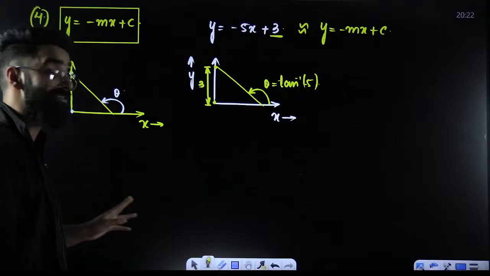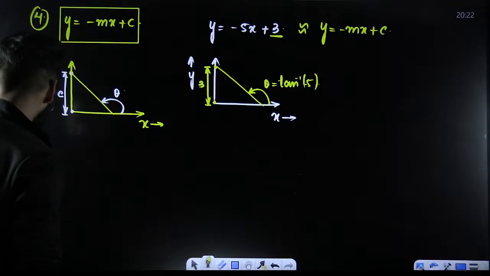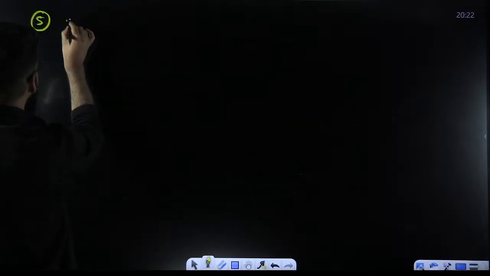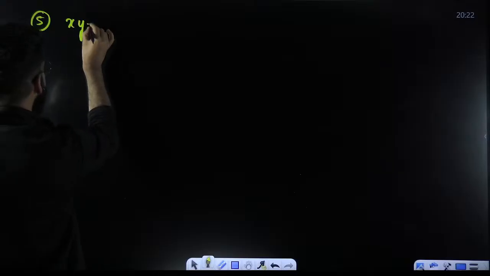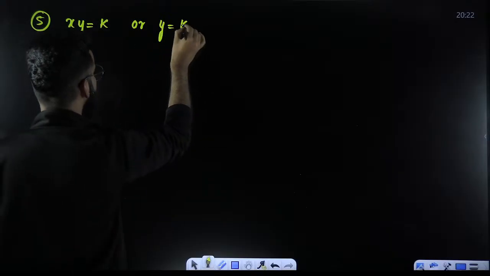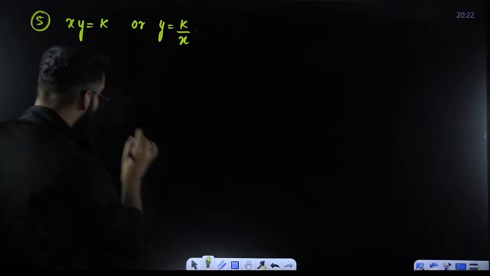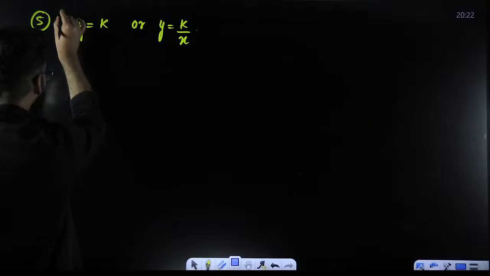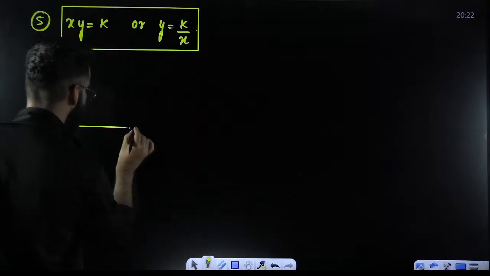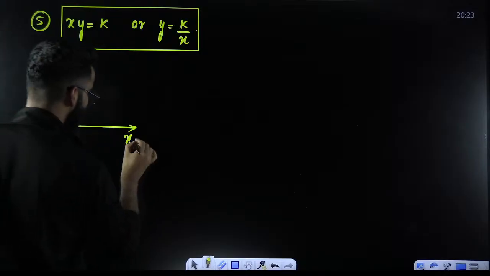So this is your y is equal to minus mx plus c. The fifth equation: whenever you see an equation of this format, xy is equal to constant, or I can say y is equal to k divided by x. For example, you need to plot a graph between y and x.